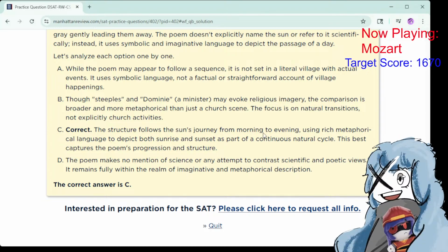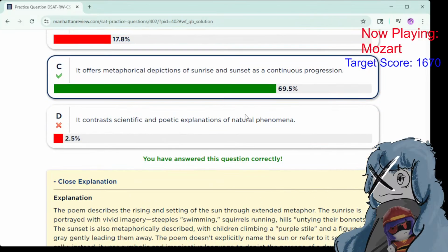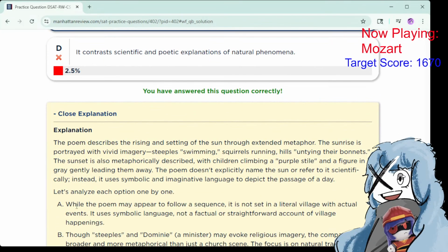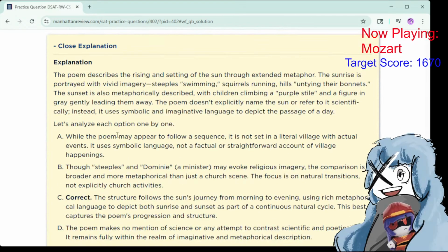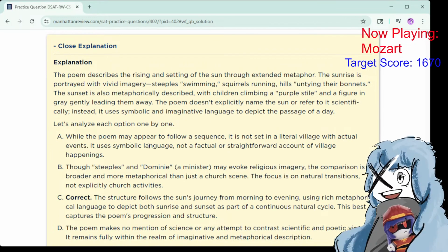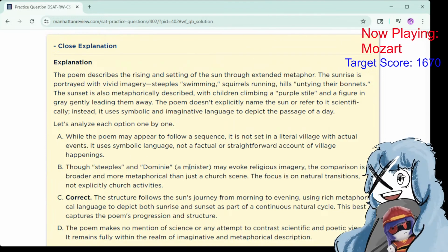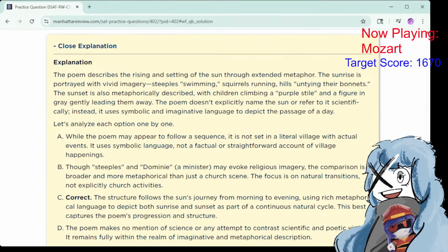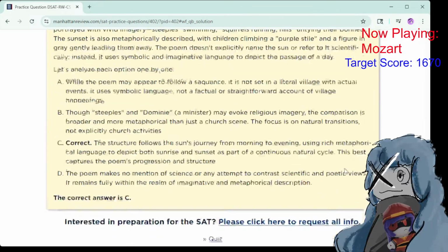This follows the poem's journey from sunrise to sunset, using rich metaphorical language to place both as part of a continuous natural cycle. This best captures the poem's progression and closure. It's not A. I was hooked on A. While the poem may appear to follow a sequence, it is not about a little village with actual events. It uses symbolic language, not a factual, straightforward account of village happenings. And B is dominated by imagery. The comparison is broader and more metaphorical than just a church sense, focused on natural traditions and less focused on church activities.